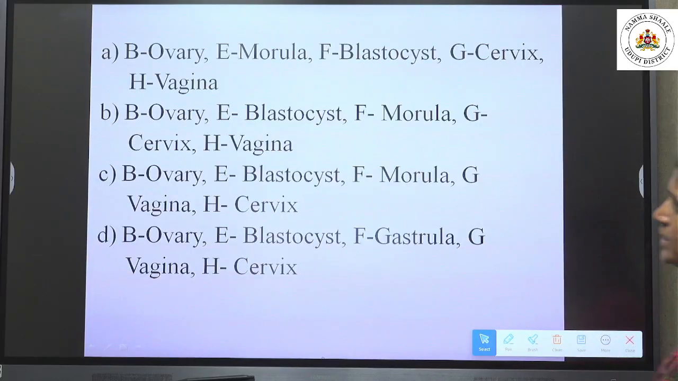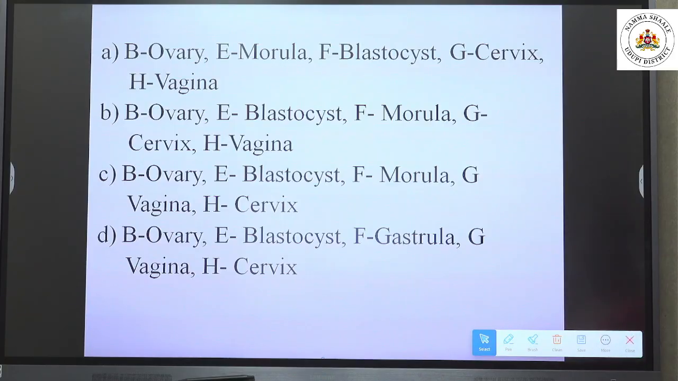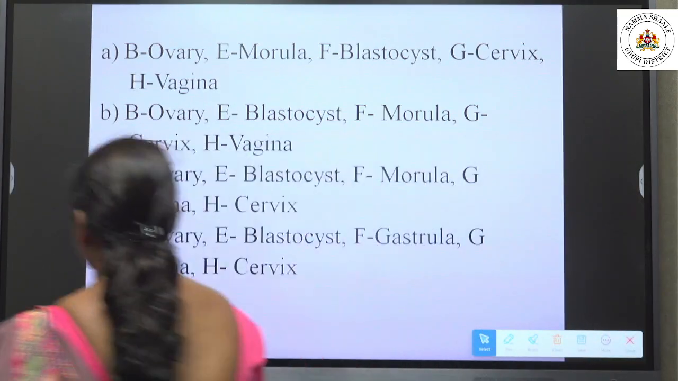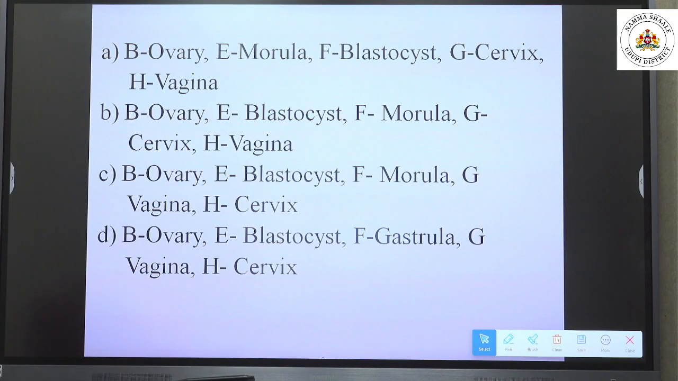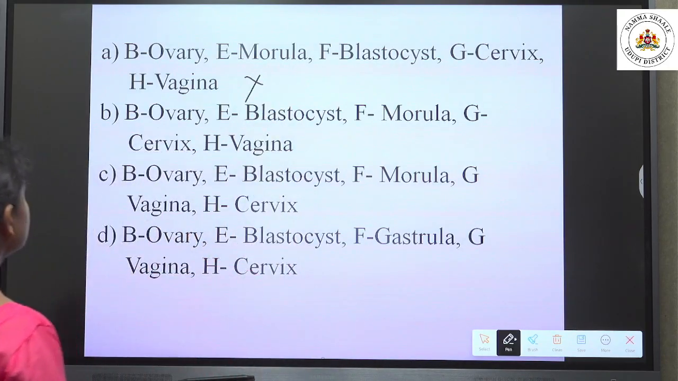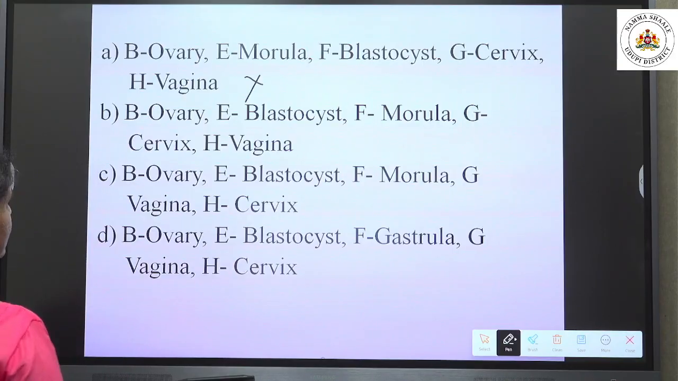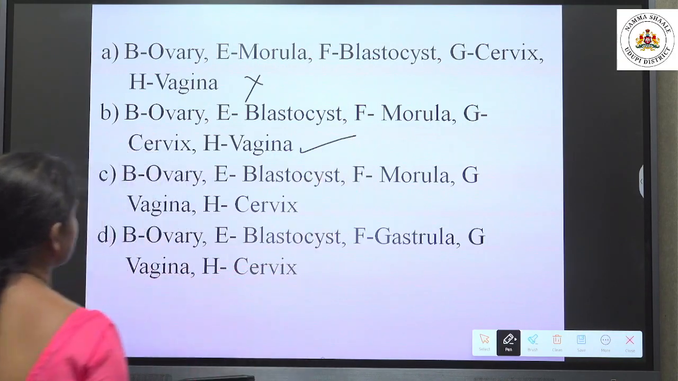Here in the options, the first option says B is the ovary, E is the morula, F is the blastocyst, G is the cervix and H is the vagina. This is the wrong one. The second option says B is the ovary, E is the blastocyst, F is a morula, G is the cervix and H is the vagina. This is the correct answer.